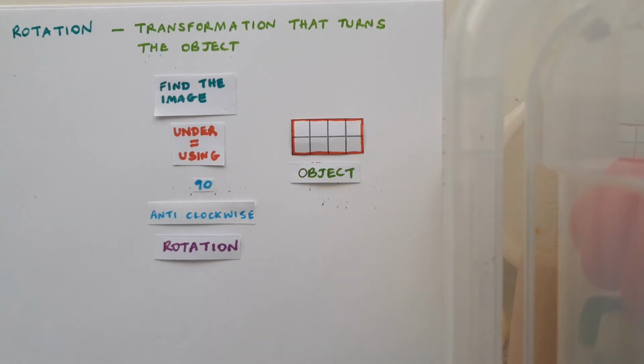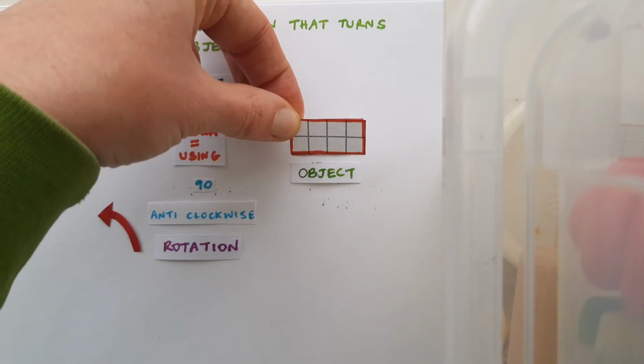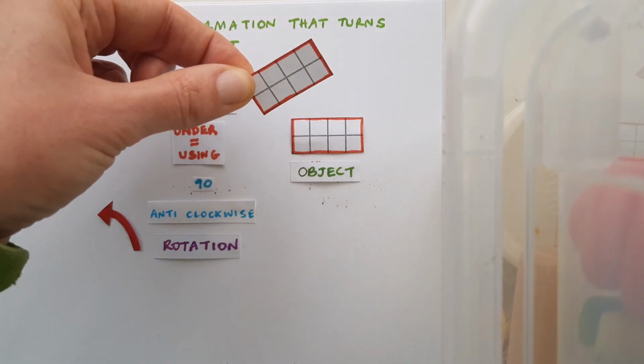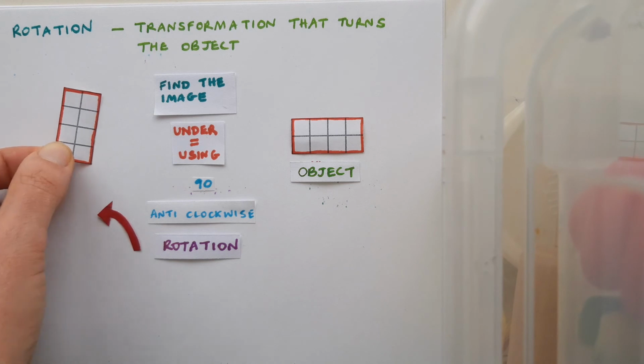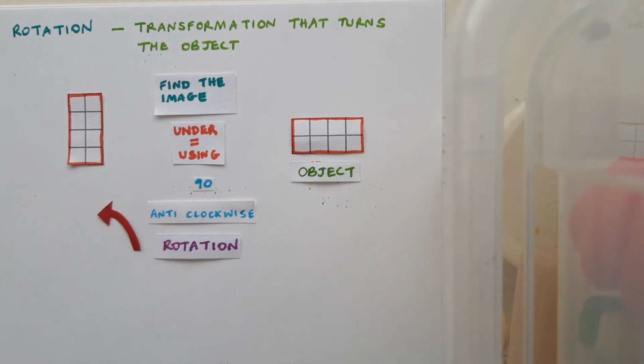So here's one further example now, just to show you the situation with anti-clockwise rotation. So I have my object. I want to find its image using 90-degree anti-clockwise rotation. So this time I'm going in the opposite direction to the direction that the hands of a clock would travel. And so if my object is initially located here, and I want to rotate it through 90 degrees, anti-clockwise, I'm going to end up with an image like this.